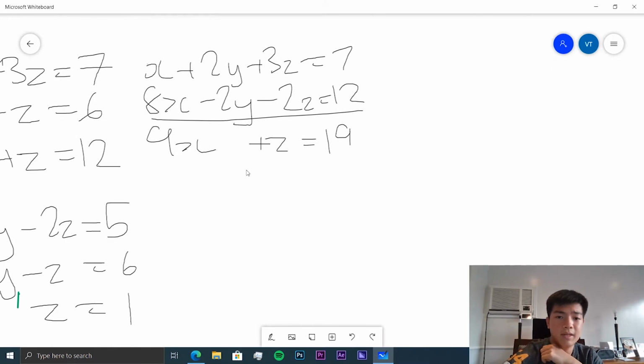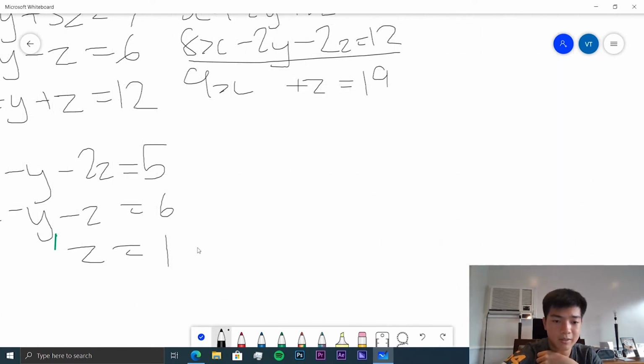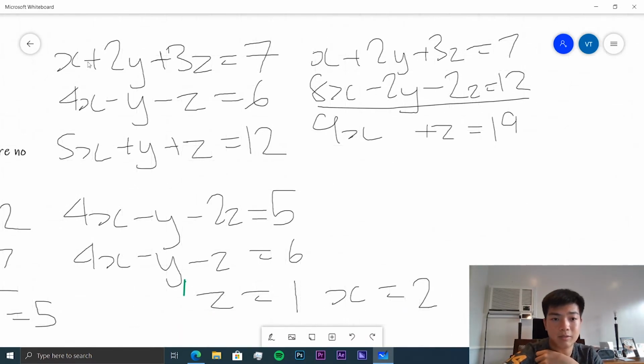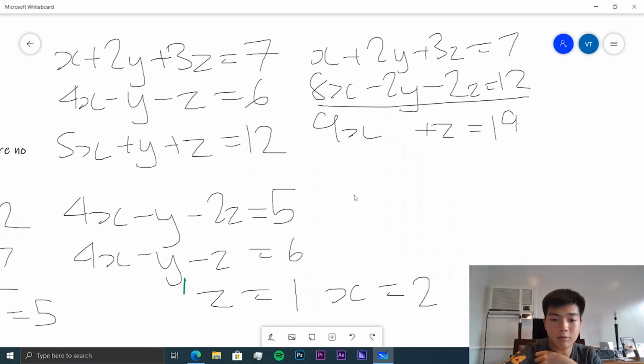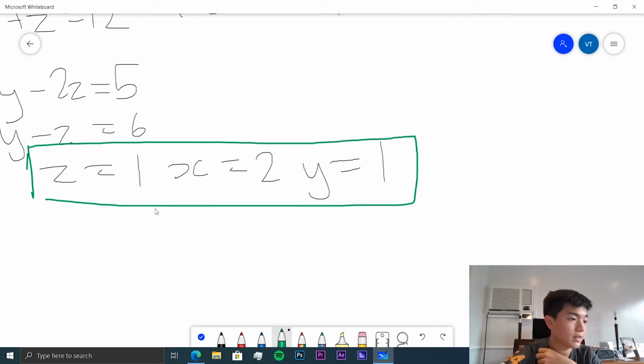And then we have 9x plus z is 19. So therefore 9x equals 18, so x is equal to 2. And then finally for y, let's just take x, so 2 plus 2y plus 3. So 5 plus 2y is 7, so y is also equal to 1. So these are our answers. Very nice. Okay.